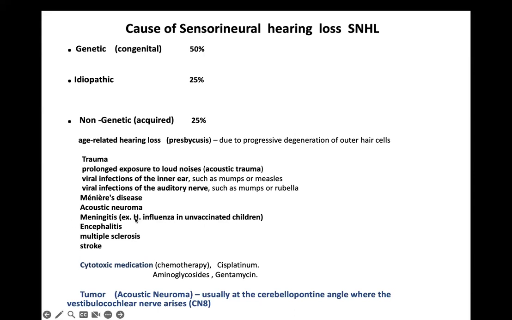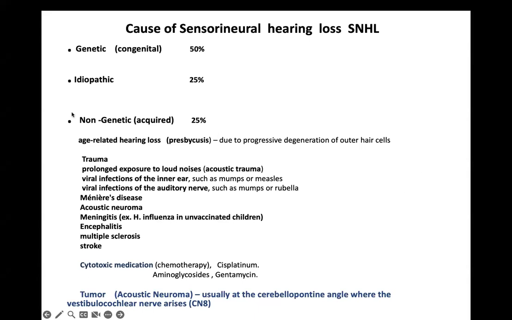Okay. Meningitis, a common scenario would be, for example, a child who's unvaccinated and presenting with hearing loss and he has a history of meningitis. So you think of H influenzae type B, okay? It's a common cause of meningitis in kids, okay? Encephalitis is also another cause, multiple sclerosis and stroke. Other causes would be medication, like chemotherapy, aminoglycosides. These are ototoxic medications. And as I mentioned before, acoustic neuroma.